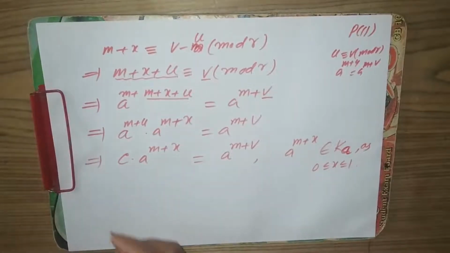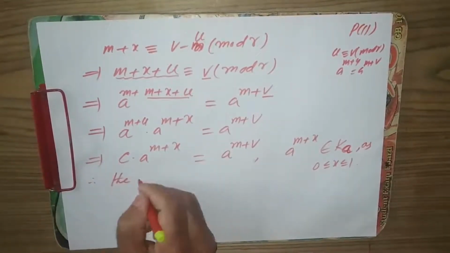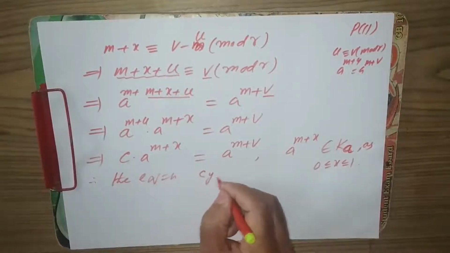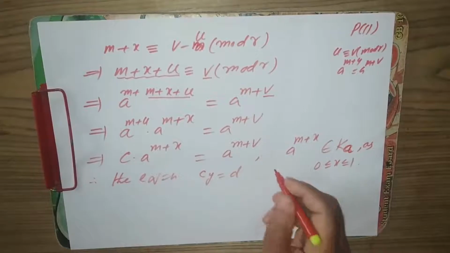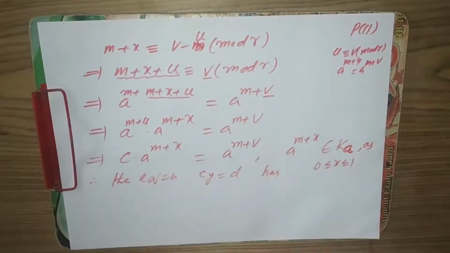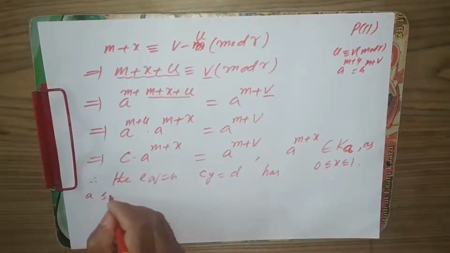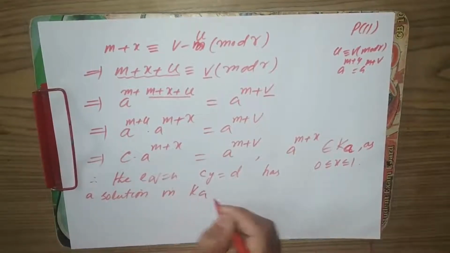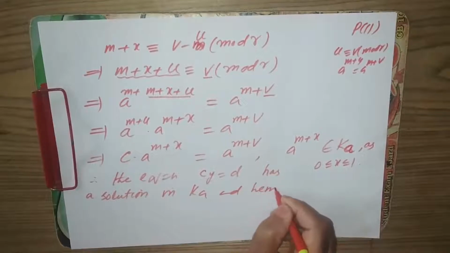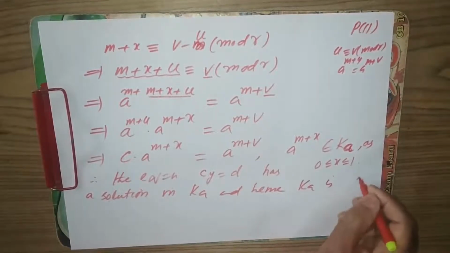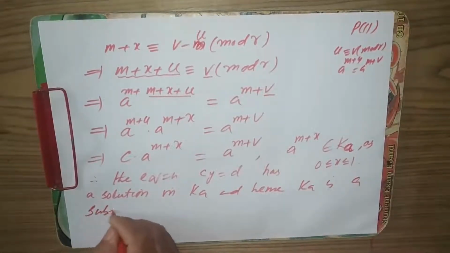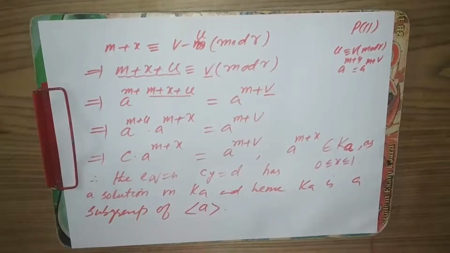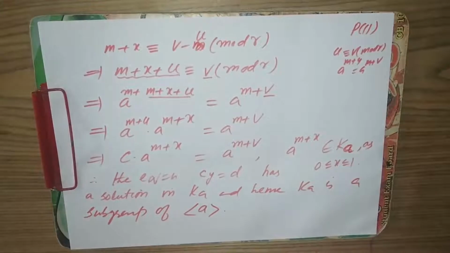Therefore the equation cy equal to d has a solution in K_A, and hence K_A is a subgroup of the monogenic semigroup generated by A. So it is a subgroup.